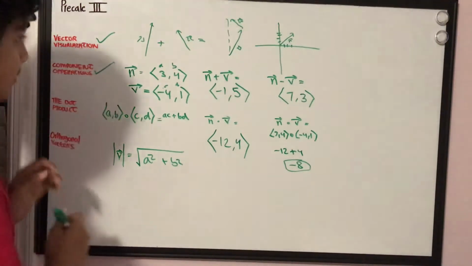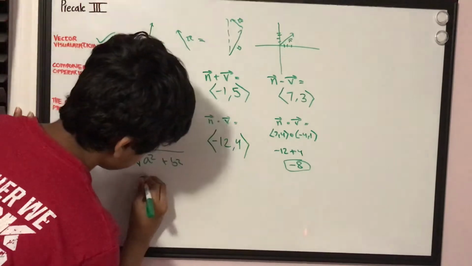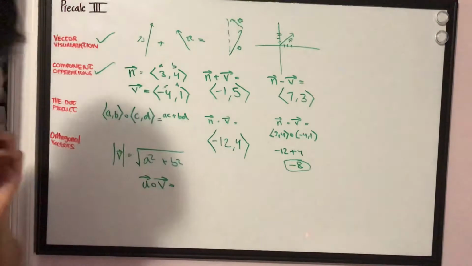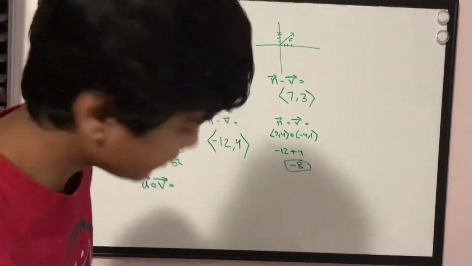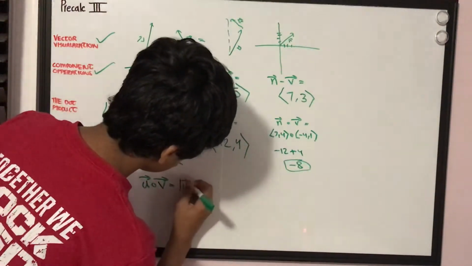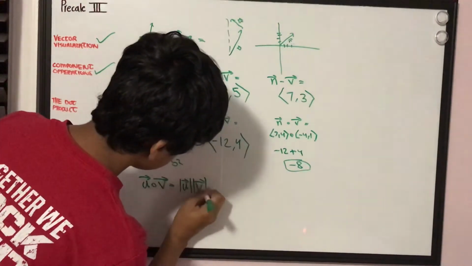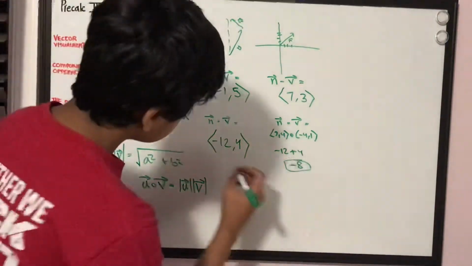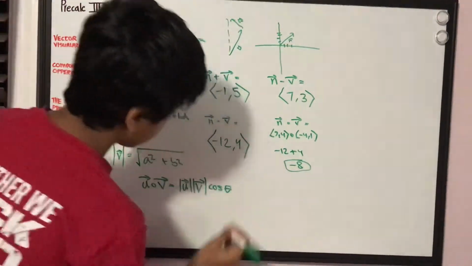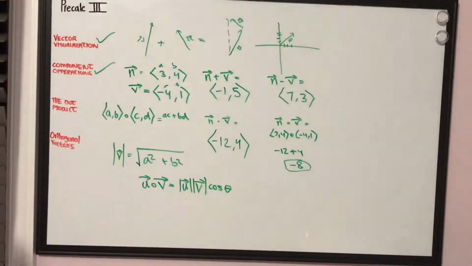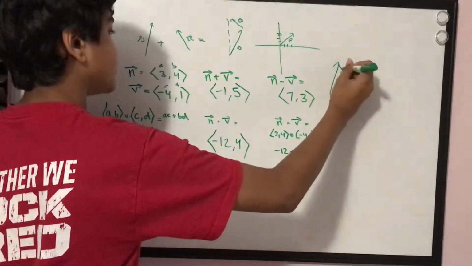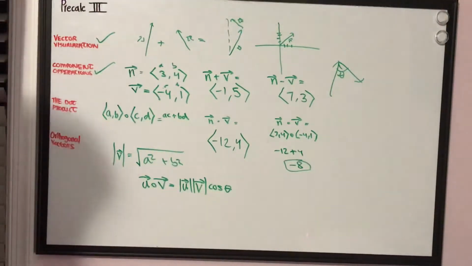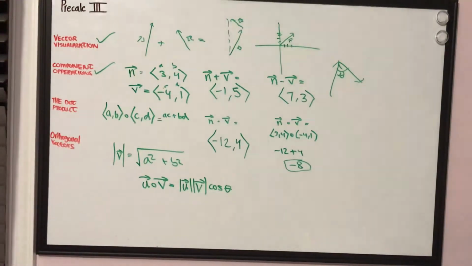And something interesting: vector u dot vector v is also equivalent to the magnitude of vector u multiplied by the magnitude of vector v times the cosine of theta. I haven't gone over what theta is, but for vectors, theta is the angle between them, formed by the intersection of the vectors.